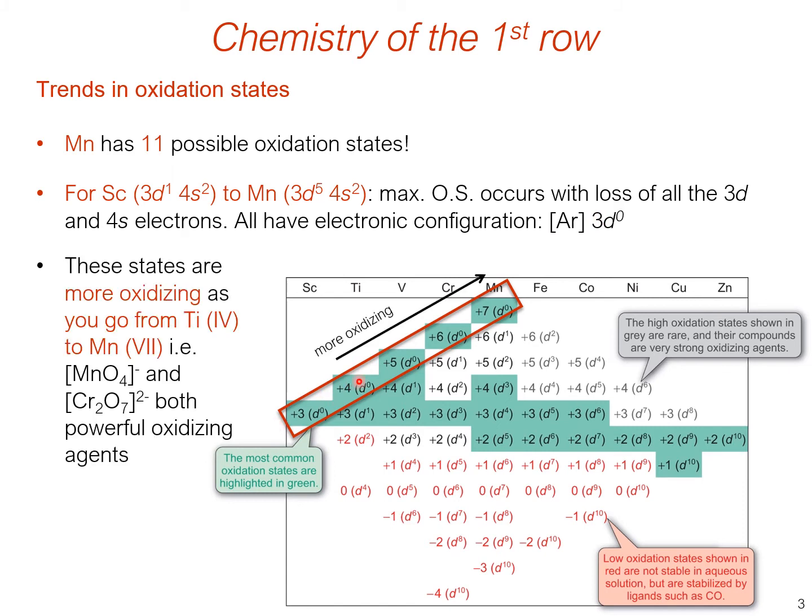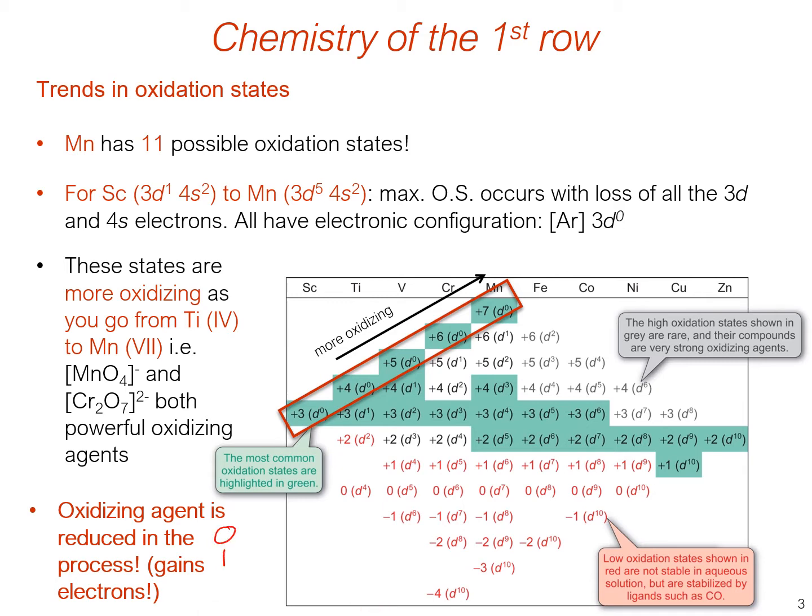Now, as we go up from scandium to manganese in their maximum oxidation states, these become more and more oxidizing, and this is because they're in a higher oxidation state. And the top ones, especially permanganate, or the permanganate anion as shown here, is a very strong oxidizing agent. And as I've said before, oxidation is, I'll do this OIL RIG thing: oxidation is a loss of electrons, and reduction is a gain of electrons. So when things like this permanganate anion are acting as powerful oxidizing agents, they themselves are reduced in the process.